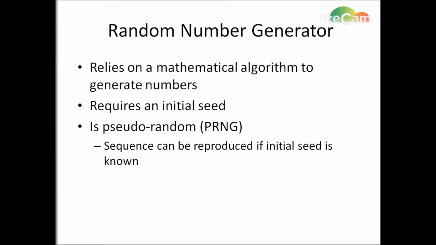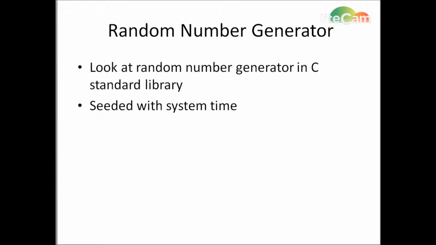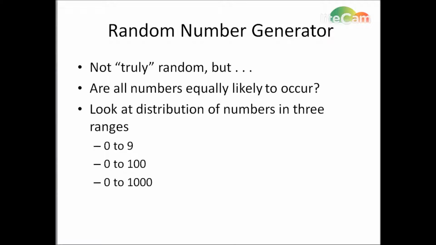In this context, random number generation relies on a mathematical algorithm to generate numbers. This algorithm requires an initial seed. This method of generating random numbers is referred to as pseudo-random number generation. We will look at the random number generator in the standard library which has been seeded with the system time.